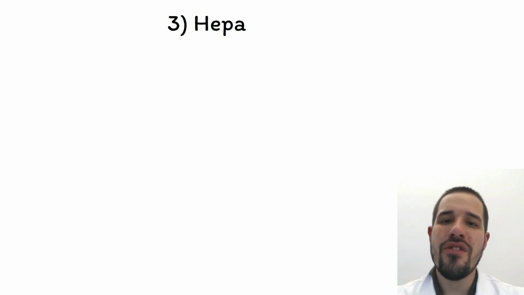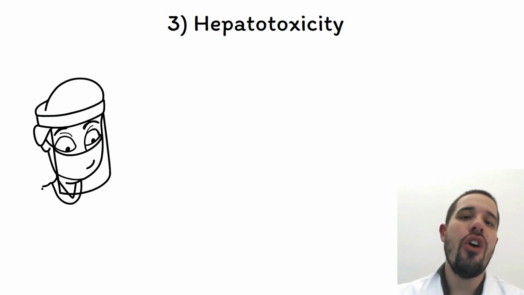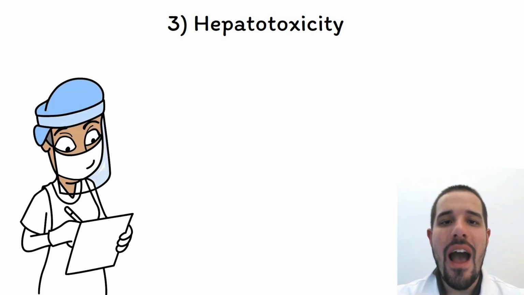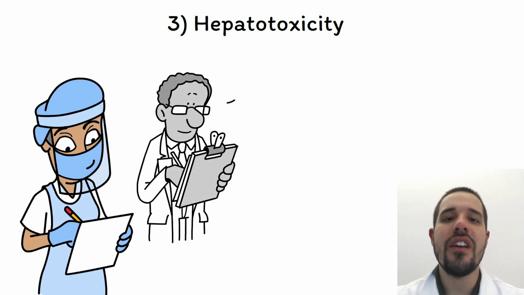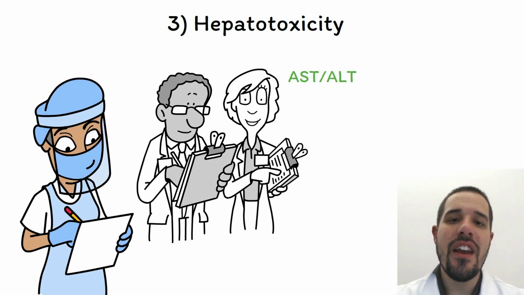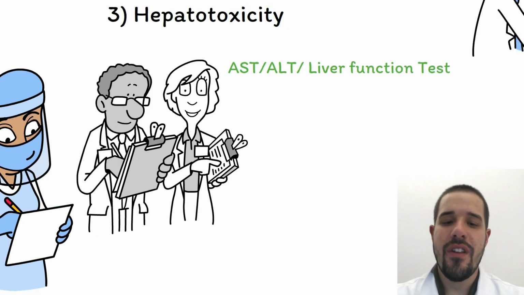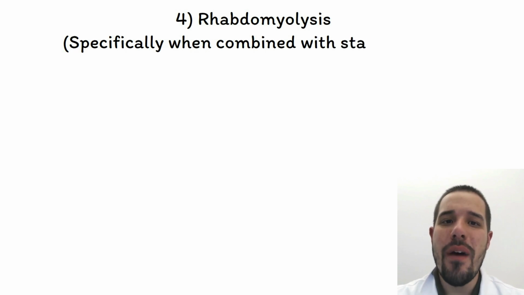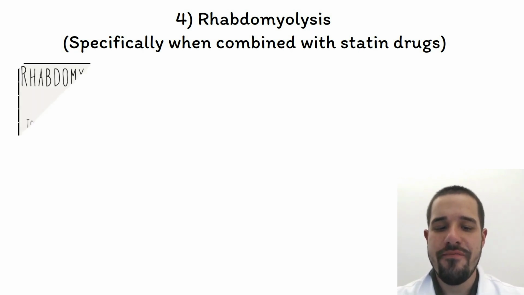Three, we need to monitor the patient for hepatotoxicity. Whenever you see hepatotoxicity, always have in the back of your mind, how, as a nurse, am I going to identify this? And that is always through checking the patient's AST and ALT, also known as the liver function tests or LFTs. And lastly, macrolides can cause rhabdomyolysis, specifically when they are combined with other rhabdomyolysis-causing drugs such as statins, which are cholesterol medications.